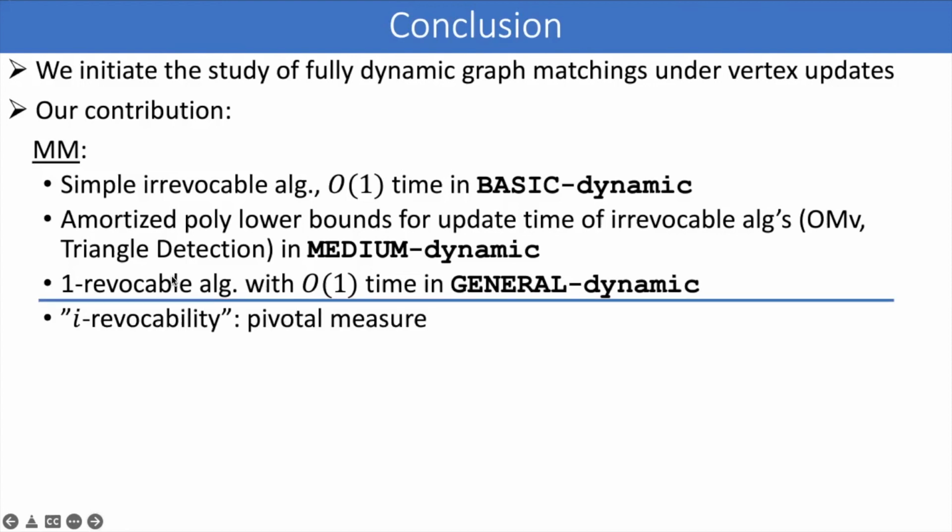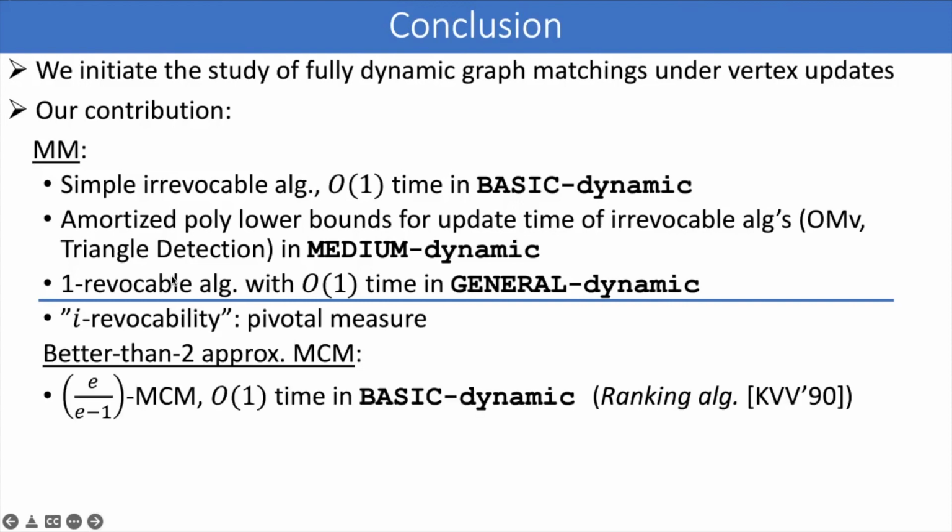Our findings identify the revocability as a pivotal measure for maximal matching algorithms. In particular, this measure is more refined than the recourse bound. For better than 2 approximations, we can get a 1 minus 1 over e approximate algorithm for bipartite graphs where one side is fixed and the other dynamically changes. This algorithm relies heavily on the classic online ranking algorithm of KVV. More specifically, we show that the KVV matching can be maintained dynamically under arrivals and departures of clients with constant amortized update time.